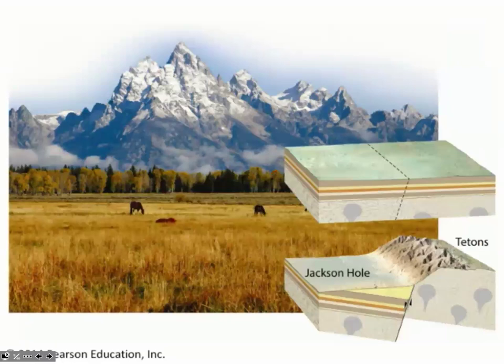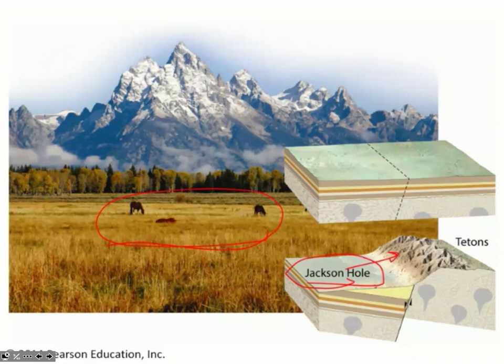Okay, time for you to take a quick test. You're looking here at the Teton mountain range in western Wyoming, and you're looking at it from the perspective of Jackson Hole. So these horses are down here in Jackson Hole. All right, and you're looking up at the Teton range in the photograph. And what I want you to take a look at here is whether you think the Teton range in Jackson Hole is an example of a dip-slip fault or a strike-slip fault.